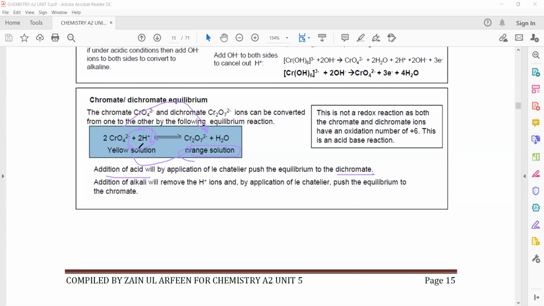So chromate and dichromate can be converted. And this is not a redox reaction. Why is it not a redox reaction? Because there is no change in oxidation number. Is it clear?